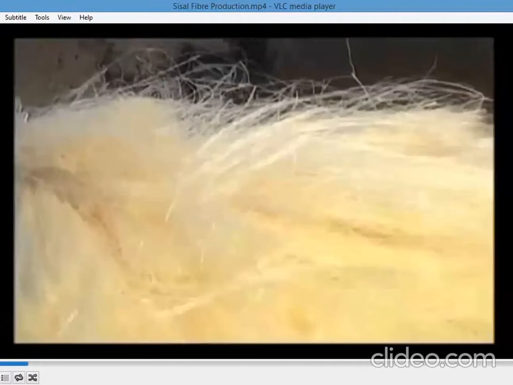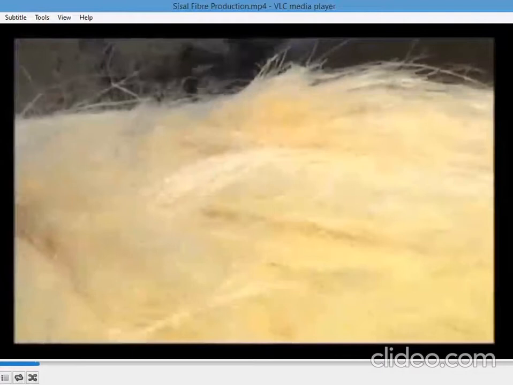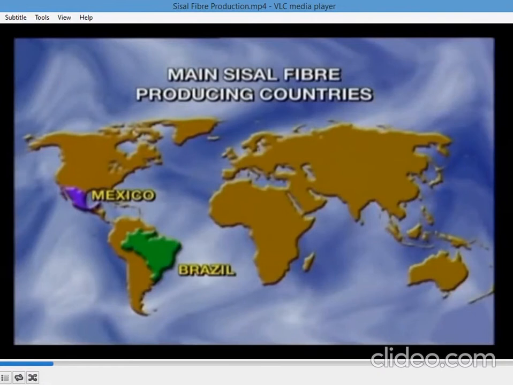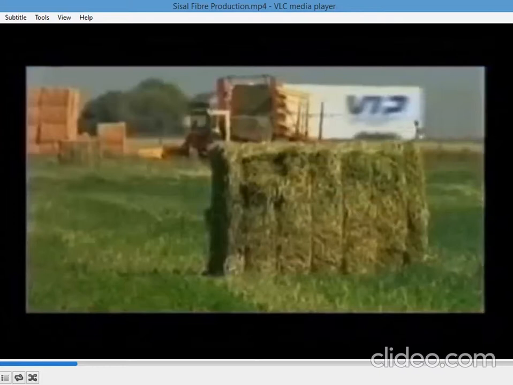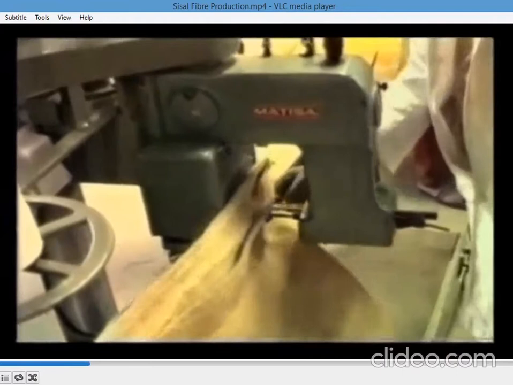Globally, the total fiber produced annually is estimated at approximately 220,000 tons from the main growing areas in South America, specifically Brazil and Mexico, China, and East Africa in Kenya, Tanzania, and Madagascar. Historically, sisal fiber was primarily used to manufacture agricultural baler twine, as well as other cordage and sacks. But these markets have declined in importance, particularly for African sisal.